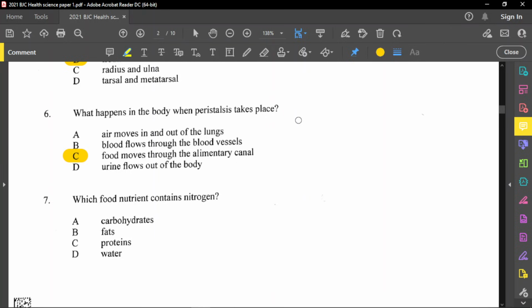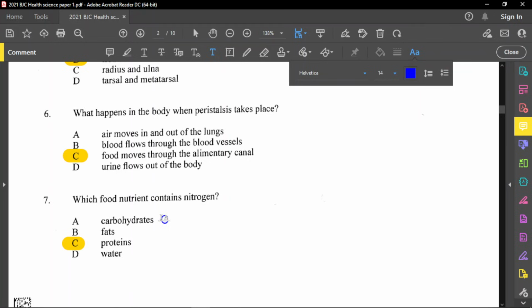Question number 7. Which food nutrient contains nitrogen? Right off the bat, it's going to be protein. I'm going to outline something for you here as well. Carbohydrates contain carbon, which is C, hydrogen, which is H, and oxygen. So the 3 elements found in carbohydrates are CHO. For fats, it is the same thing: carbon, hydrogen, and also oxygen. Those are the 3 elements found in fat.